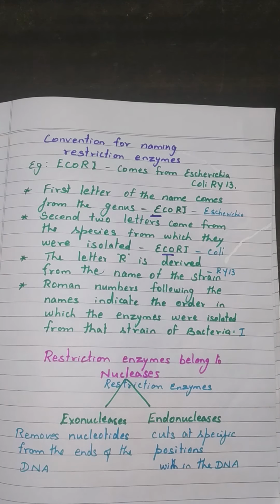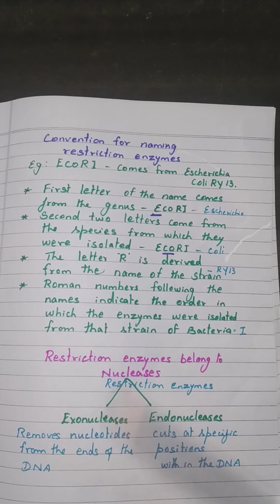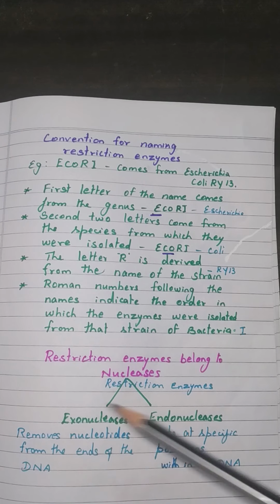And these enzymes, restriction enzymes, belong to a broad group of enzymes known as nucleases. These restriction enzymes are of two types: exonucleases and endonucleases. These nucleases are used to cut the DNA. Some enzymes can cut the DNA at the ends, and some cut at specific positions within the DNA. So exonucleases remove nucleotides from the ends of the DNA.